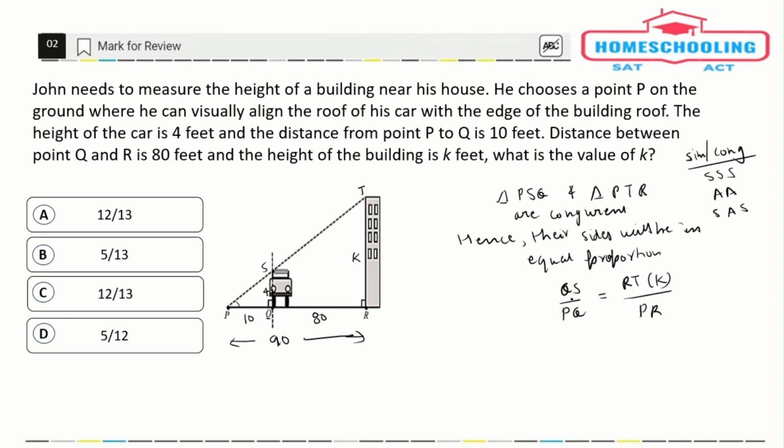So now let's put them one by one. QS is 4, PQ is 10, RT in the question is given as K feet, so I'll keep that as K, and PR is 10 plus 80, that would be 90. So this will go 9 times here. Hence, K would be 9 into 4, that would be 36.